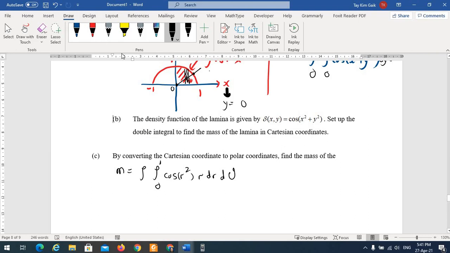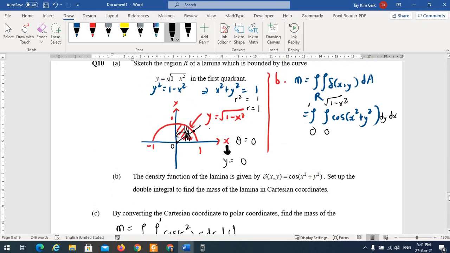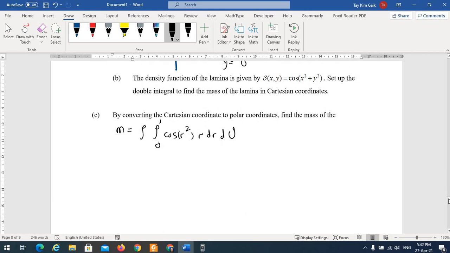And theta is only in the first quadrant. From the positive x-axis, theta equal to 0, up to the positive y-axis, here, theta equal to pi over 2. Because only here. If we got a semicircle, then theta up to pi. If we got a full circle, theta up to 2 pi. So in this case, theta is only up to pi over 2, so from 0 up to pi over 2.